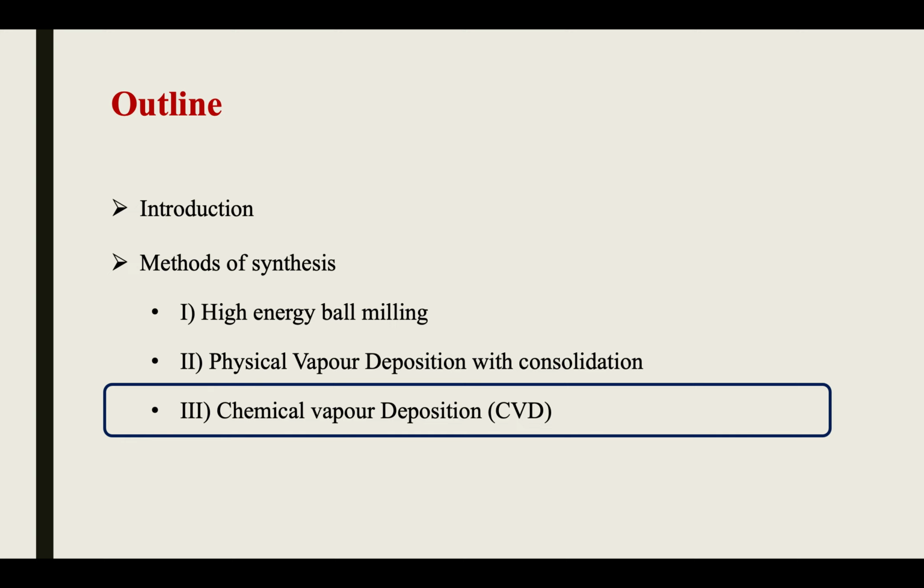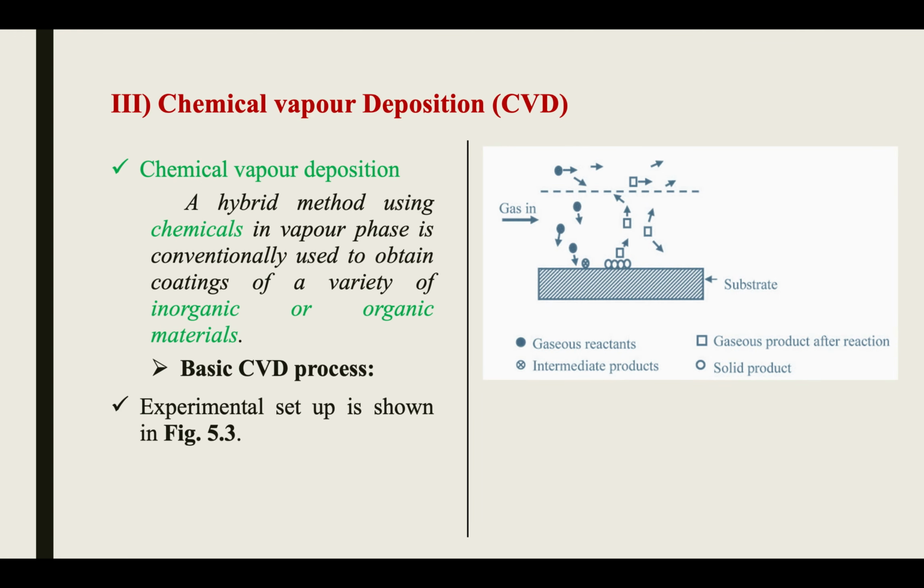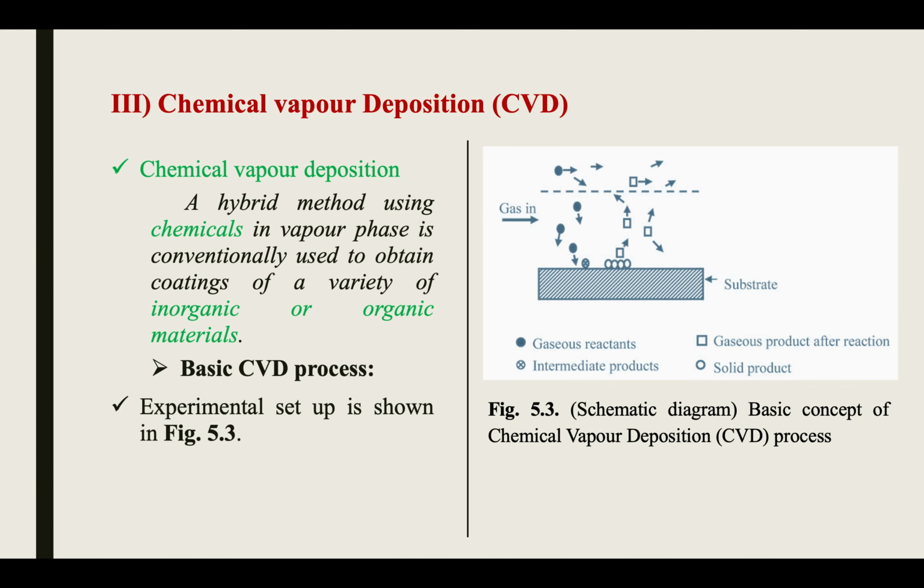Now we will see the third method of synthesis of nanomaterial, that is chemical vapor deposition. We also call it CVD. What is this method? This method is about a chemical which reacts in vapor form, so deposition takes place in vapor form. The definition is given here.